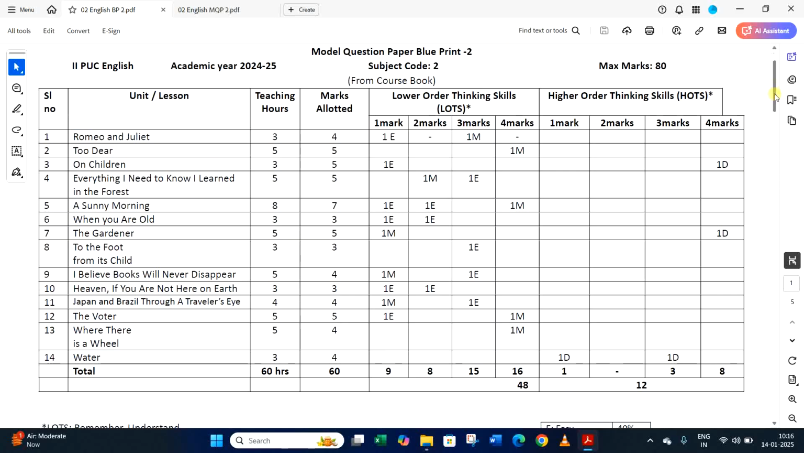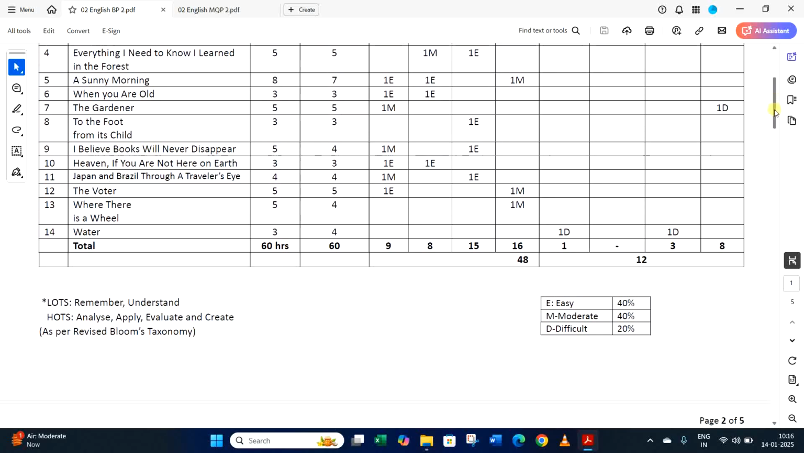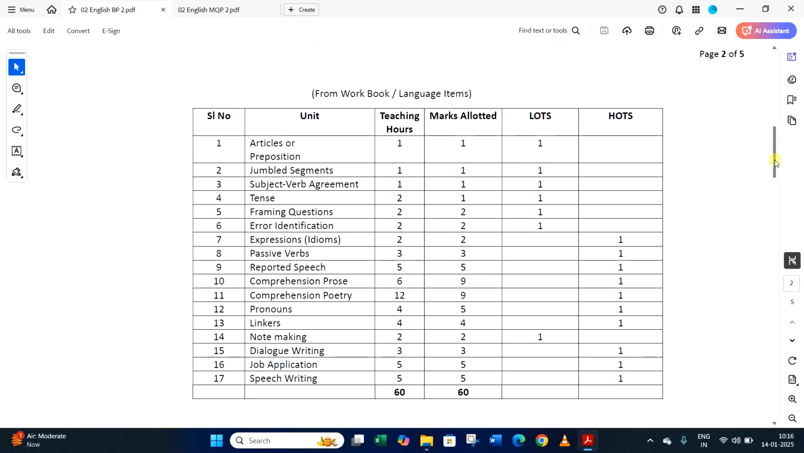Now this is all about course book. Let us talk about grammar and composition. So here you will find all grammatical aspects, grammar, composition and writing skill. It is going to come from a workbook which is given for second year. You can find here the units and the marks allotted to each.